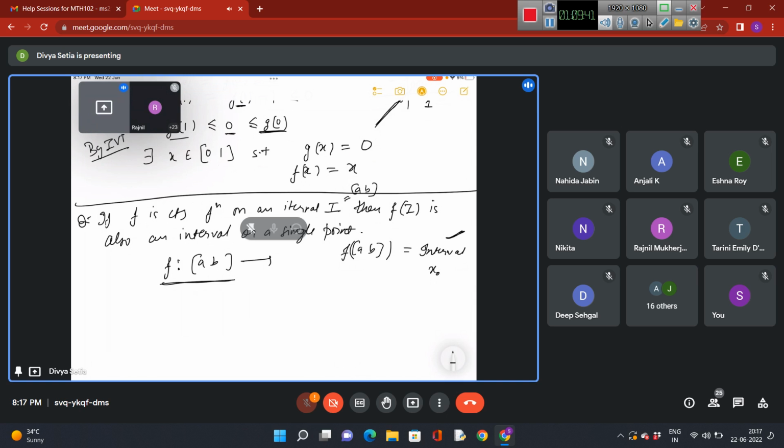You have to show that the image of a closed and bounded interval is always an interval or a single point. You just have to make use of the intermediate value theorem and the last theorem. The image is bounded, and the maximum and minimum are attained. Look at the proof in the book. Write down the proof, send it to me. I'll let you know whether your proof is correct or not.